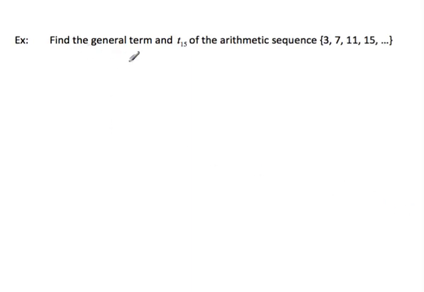Here's an example. Find the general term and the 15th term of this arithmetic sequence. The first thing to do when given a problem like this is write down what you know. So you know that the first term is 3, and you can work out just by looking at it that the common difference d is 4. To get the general term then, we're going to write our formula. The nth term is equal to the first term plus n minus 1 differences. And now we're going to plug in what we've got.